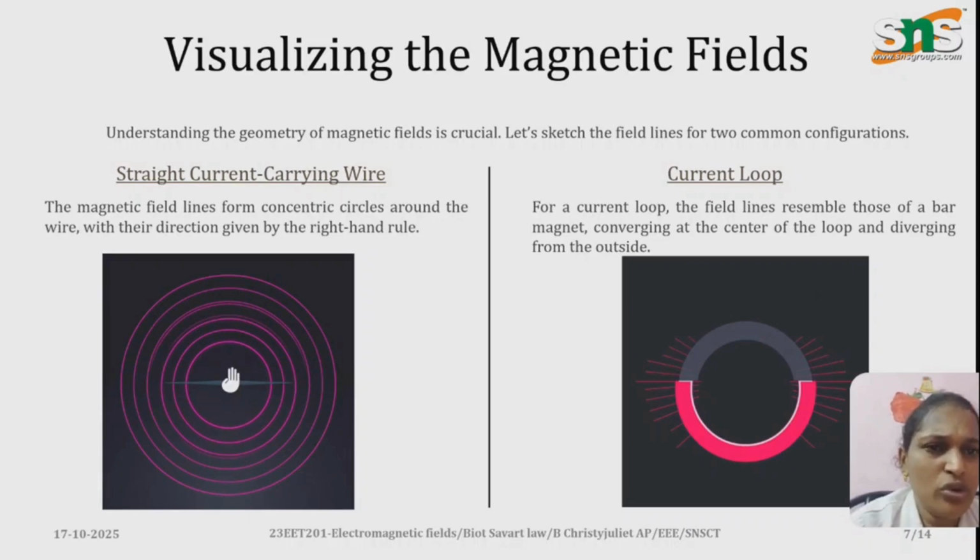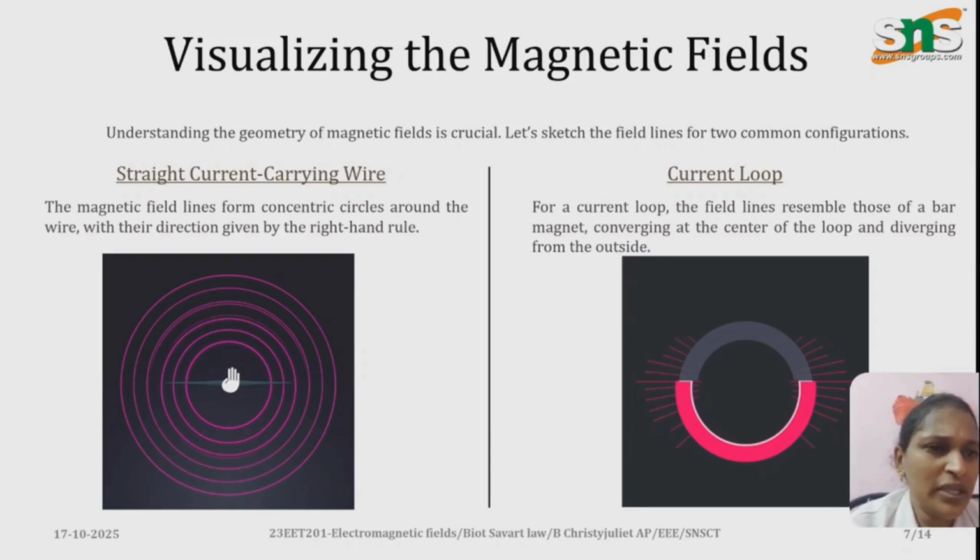So we have two common configurations. One is the straight current carrying wire and the other one is the current loop. The magnetic field lines from a straight current carrying wire are concentric circles around the wire, with their direction given by the right hand rule that we have already seen in Lorentz force.